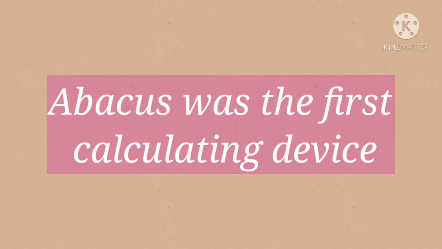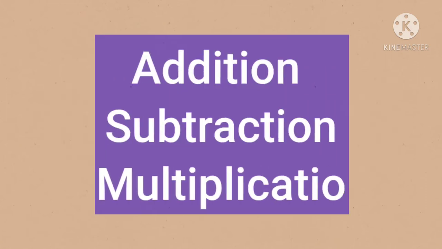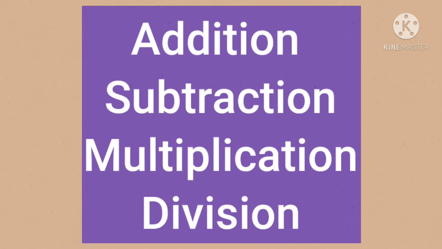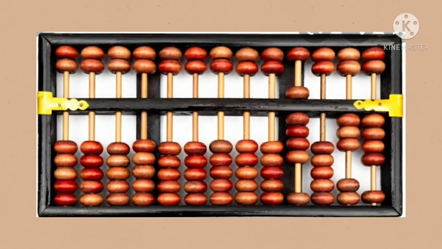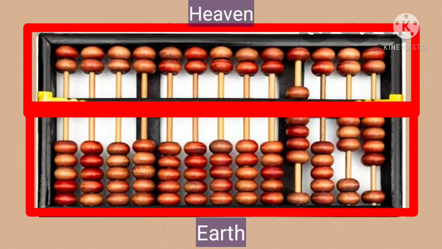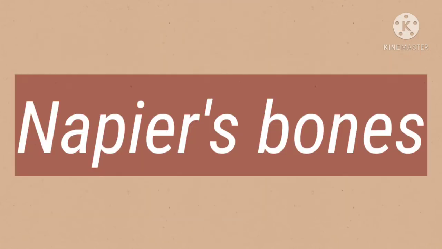It was also used to perform basic calculations such as addition, subtraction, multiplication, and division. It was divided into two parts, heaven and earth. Heaven was the upper part and earth was the lower one.